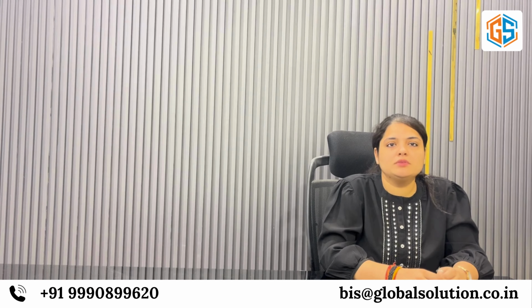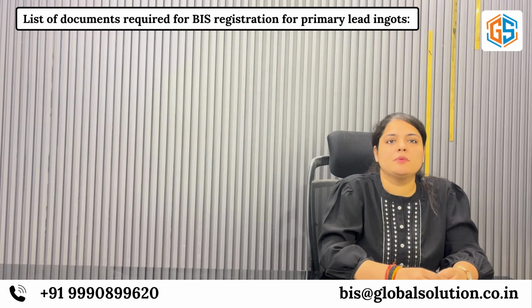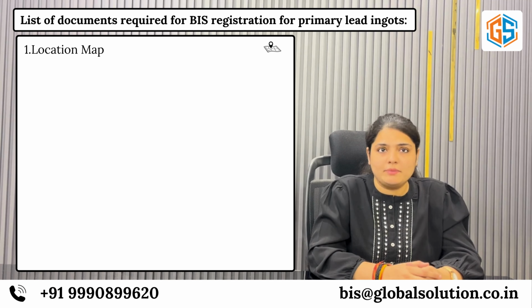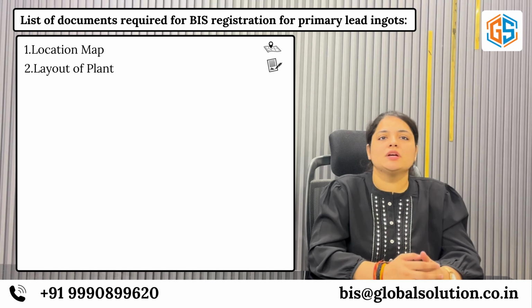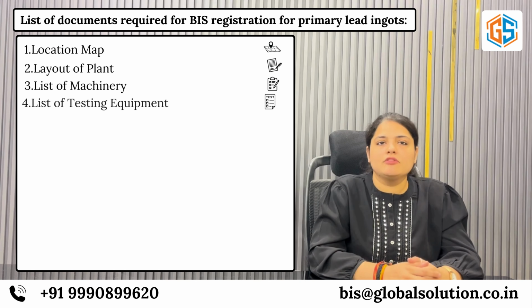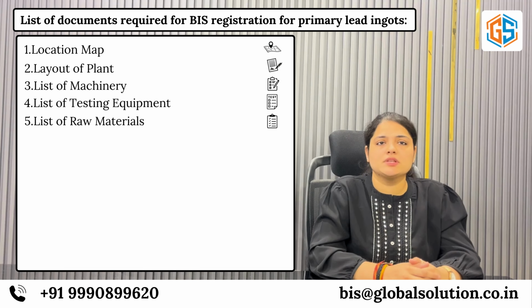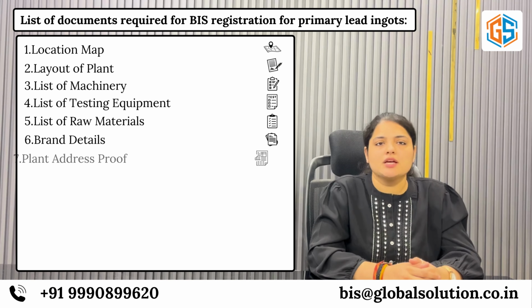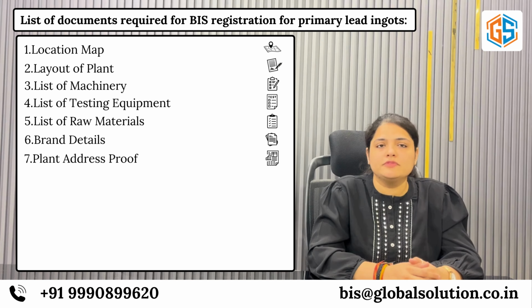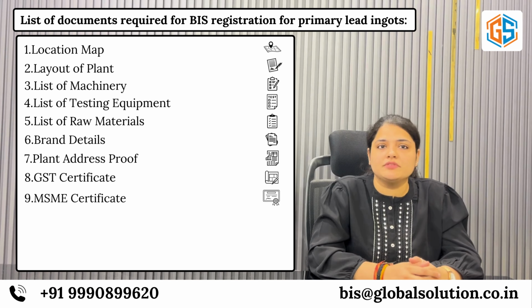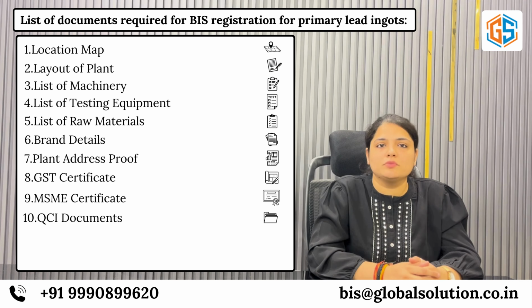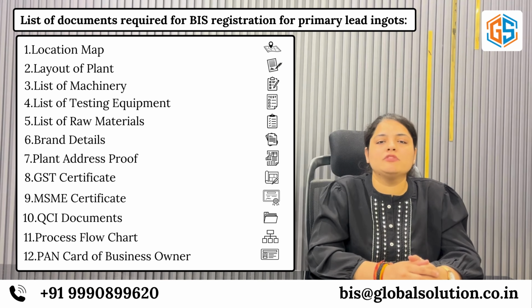Now we will talk about the list of documents required for BIS registration for primary lead ingots. First, location map. Second, layout of plant. Third, list of machinery. Fourth, list of testing equipment. Fifth, list of raw materials. Sixth, brand details. Seventh, plant address proof. Eighth, GST certificate. Ninth, MSME certificate. 10th, QCI documents. 11th, process flow chart. 12th, PAN card of business owner.